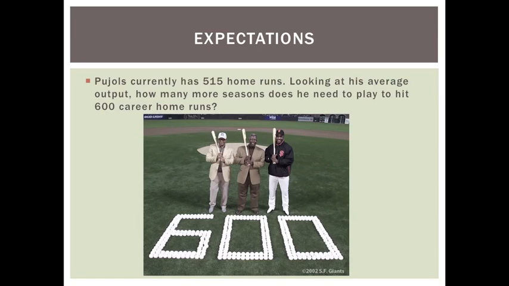Basically you would take 37 home runs and add 37 to 515. You get about 3 more seasons. So really, he'll finish out the last month or so of this year, and then he has a couple more seasons. Probably maybe in 2016, he might hit his 600th career home run.